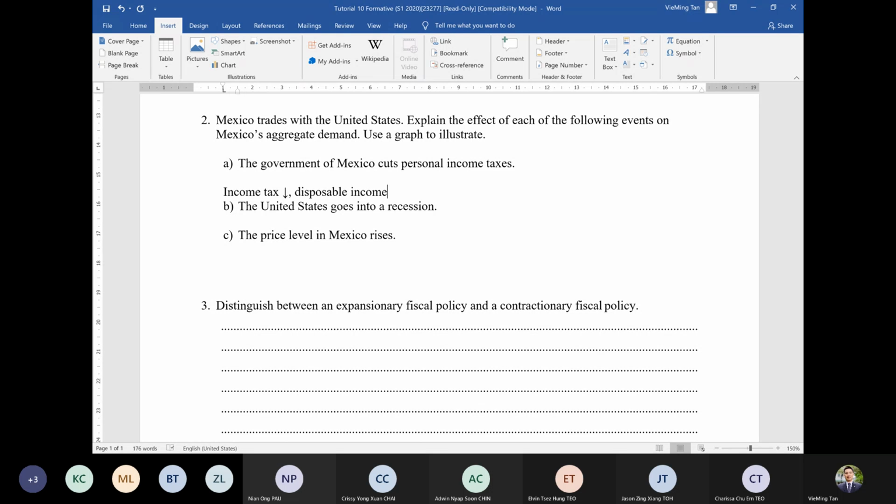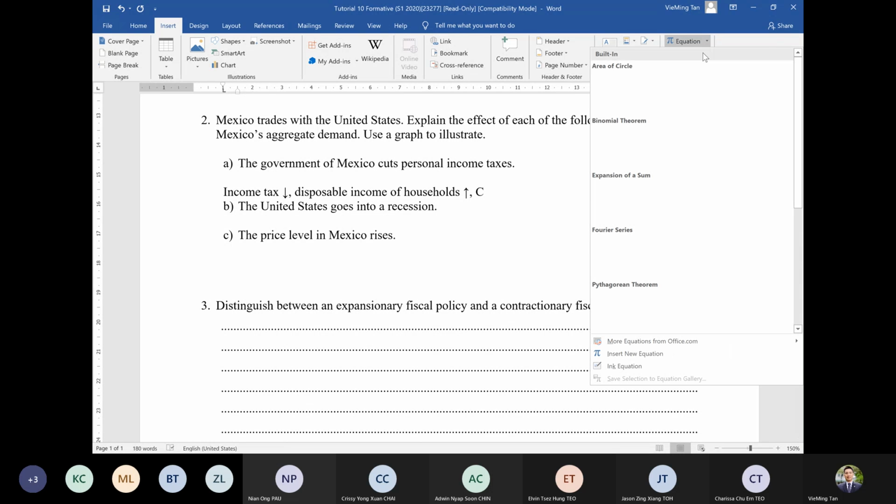This is the income that can be used for spending. Disposable income. So disposable income of households will increase, right? If disposable income of households increases, what is going to happen then? That means this will increase the C, right? C is going to increase.